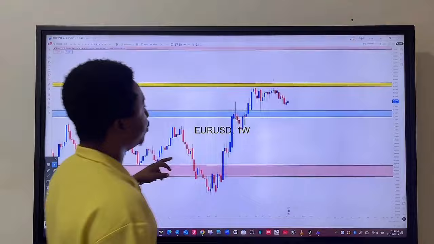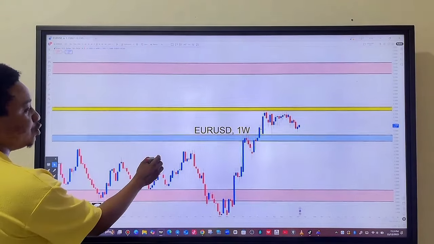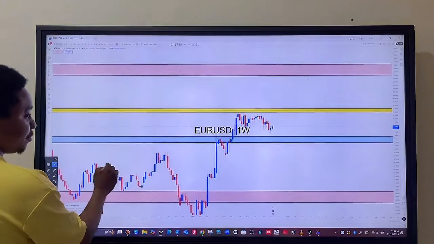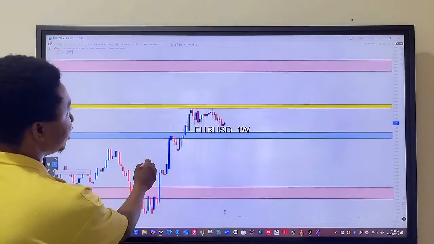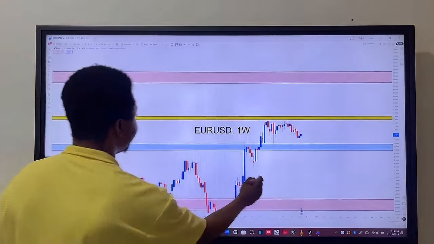All right, so this is Euro USD on the weekly time frame. Let's continue. On the weekly, what else do we also see over here? What else do we also see here? Let's understand things very clearly. What else do we also see here on the weekly?